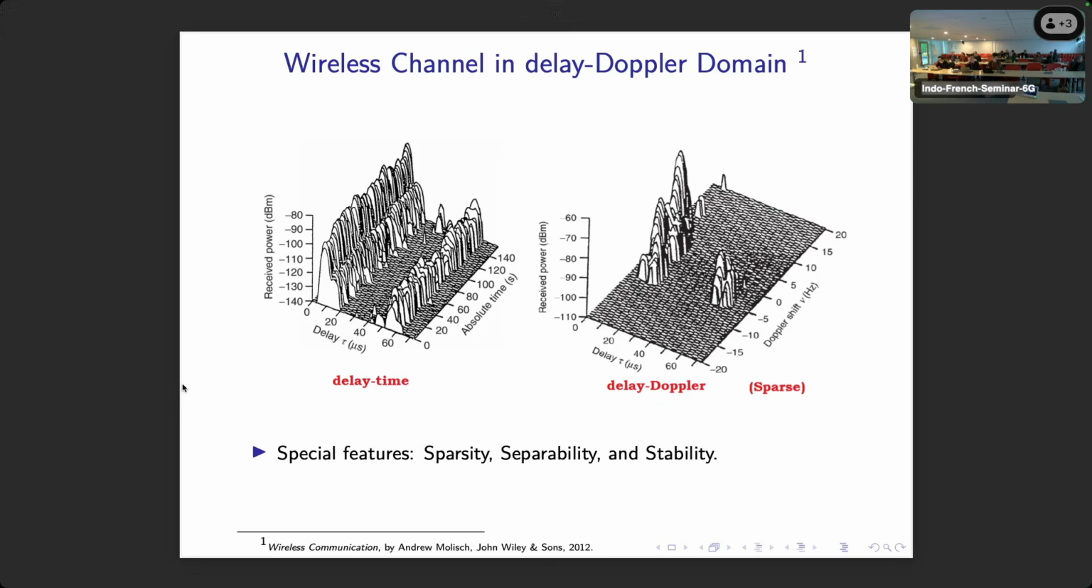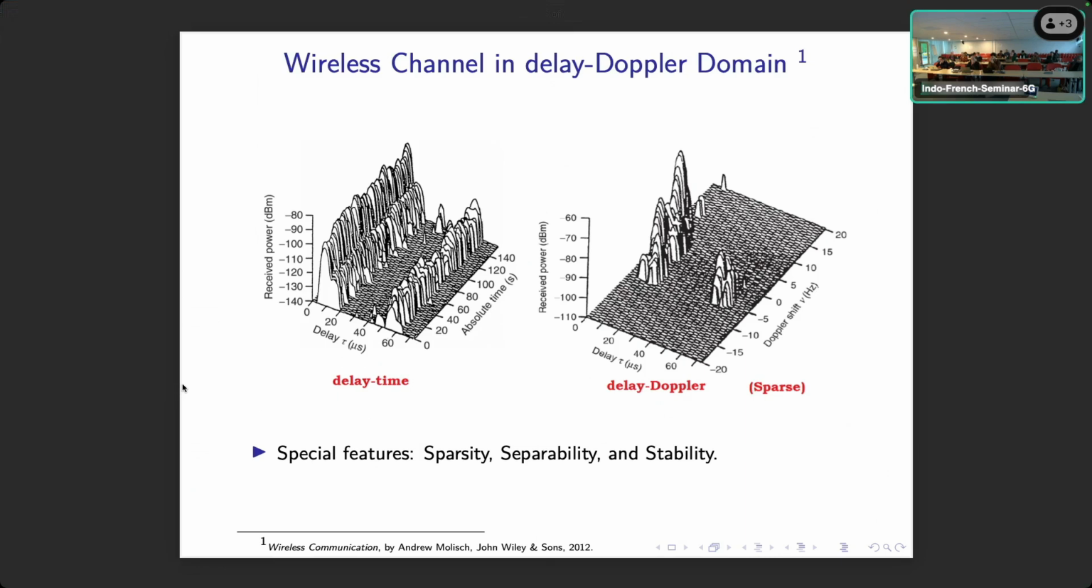Other special features are separability and stability. The multipaths can be separated quite easily when we represent the channel in the delay Doppler domain. This delay Doppler response remains static for a longer duration compared to the delay time domain. This representation of the wireless channel in the delay Doppler domain was already done in 1974 by Bello. It is available in Bello's classic paper on the characterization of doubly selective channels.